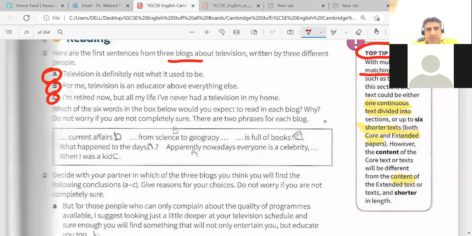Could you see my screen? Shabab, can you see my screen? Yes, we can see it. Okay, so could you please read the first statement?